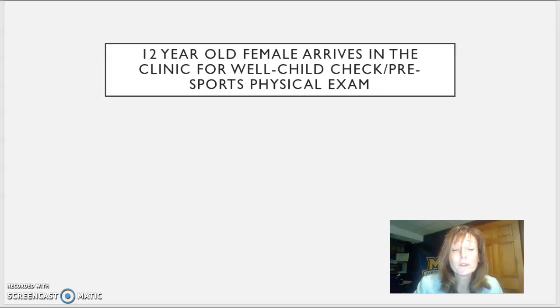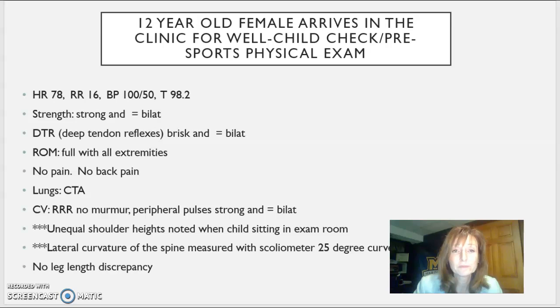A 12-year-old female arrives in the clinic for a well child check, a pre-sports physical examination. The heart rate of the child is 78, respiratory rate is 16, blood pressure is 100/50, temperature is 98.2. Does anything in that strike you as unusual? No, those are all normal vital signs.